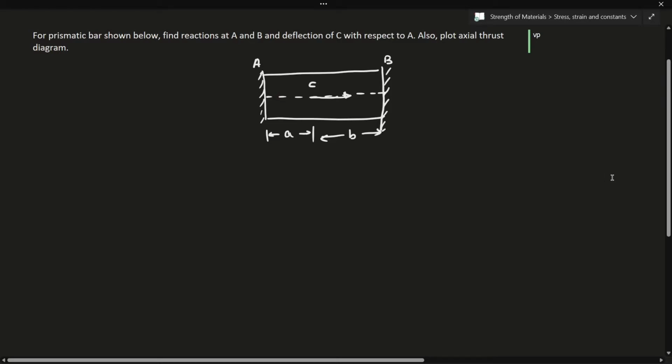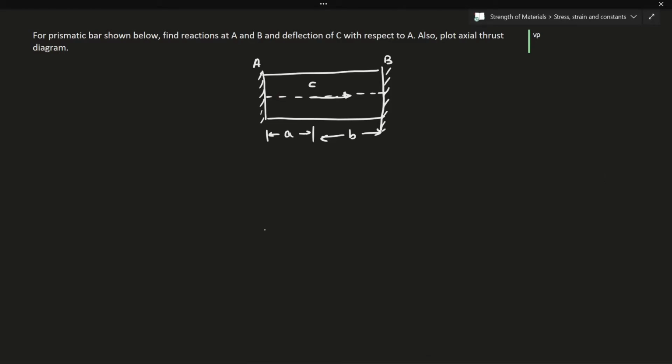Right, so for the prismatic bar shown below, find the reactions at A and B, and also I have to find out, I'll simply write it down, RA, I'll have to calculate RB, and deflections of C. Okay, I'll have to calculate with respect to A, so I'll have to calculate delta AC. Right, so also we have to plot the axial thrust diagram.